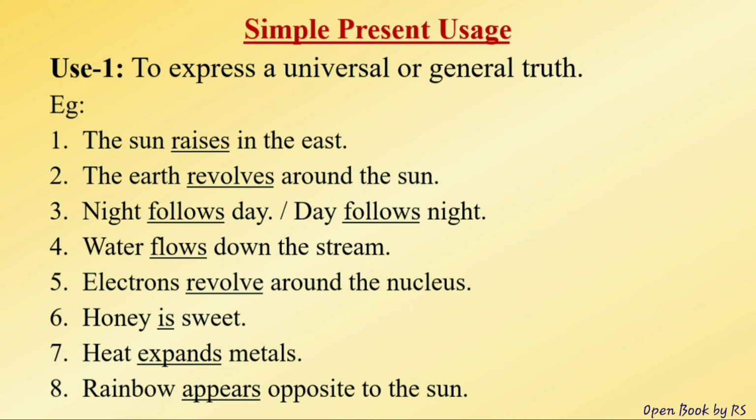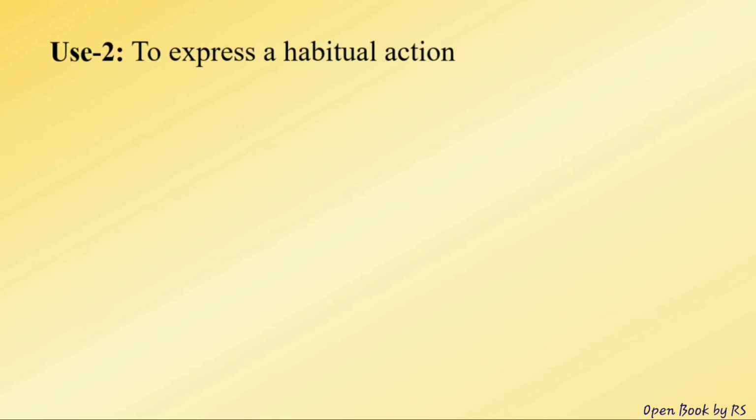Now take the second use. We do certain activities regularly. Those activities are called habits or habitual actions. Some people say habits are activities which we do every day. That is not right. Habits take place at regular intervals of time. They may take place every day, twice a day, thrice a day, or every week, or every month, something like that. These activities are called habitual actions. We should express all the habitual actions in this simple present.